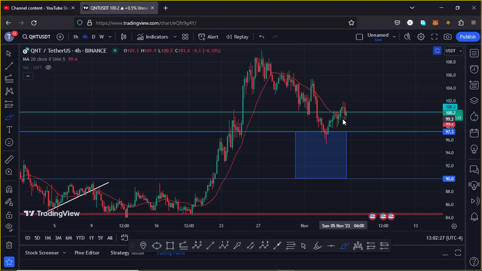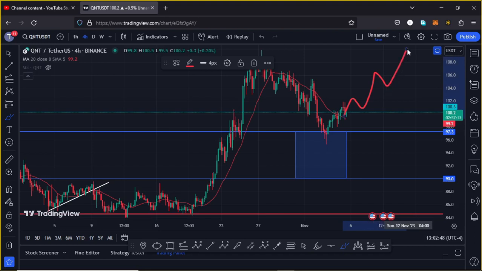to continue gearing up to break above our significant area of resistance at around the $100.3 mark, and a break above that with a successful retest. Then I'm expecting to see the price of QNT continue gearing up and get above the $105.2 mark, where we have our next key area of resistance. And a break above that, then we can continue gearing up to the area at around the $110 mark.